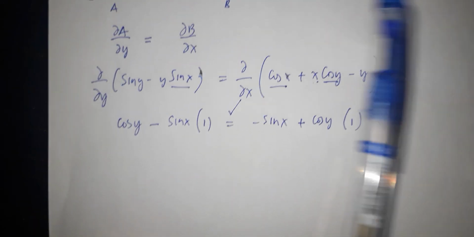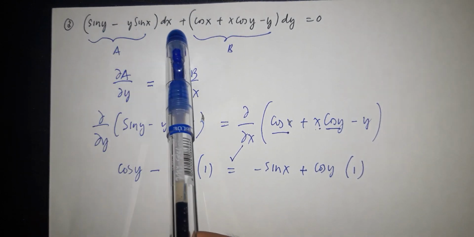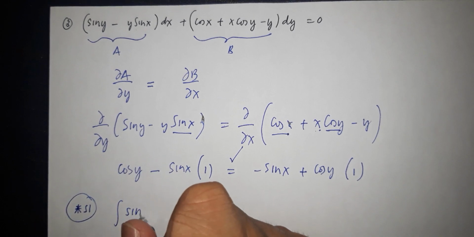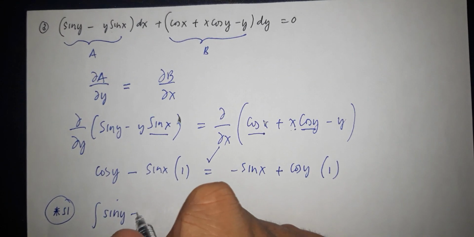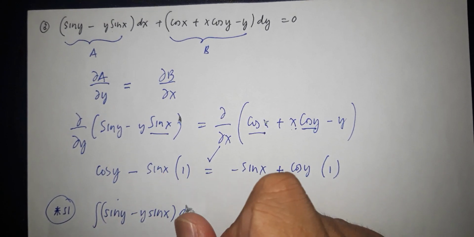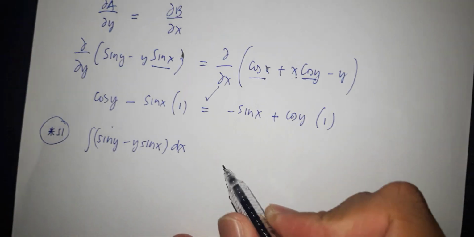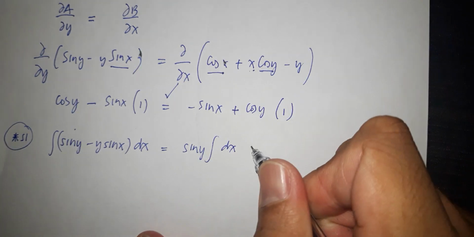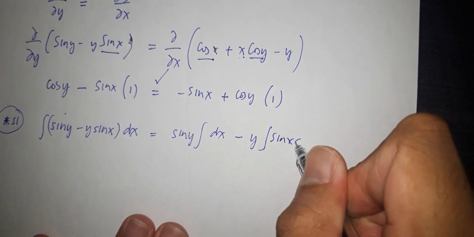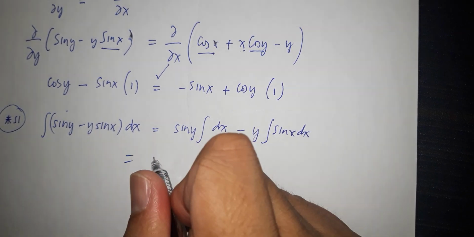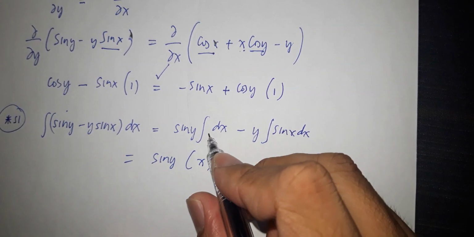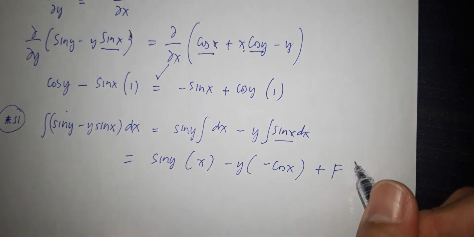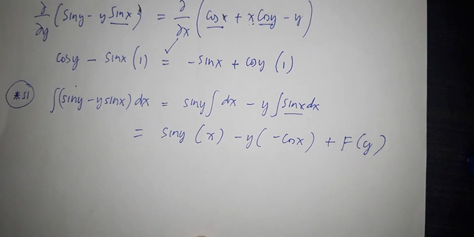Since it is exact, I need to take the integral of sin y - y sin x dx. Let us do step 1. It is the integral of sin y - y sin x dx. Integrating with respect to x, sin y is constant, so that is sin y times the integral of dx, minus y times the integral of sin x dx. Integrating, the integral of dx is x, minus y times the integral of sin x, which is negative cos x, plus the constant of integration, which is a function of y.